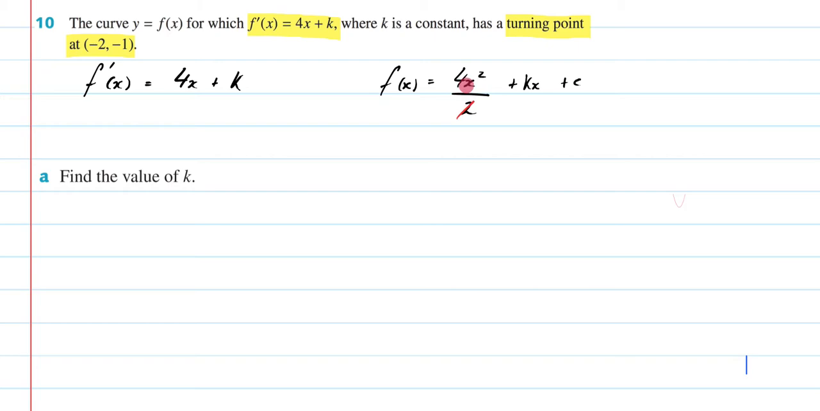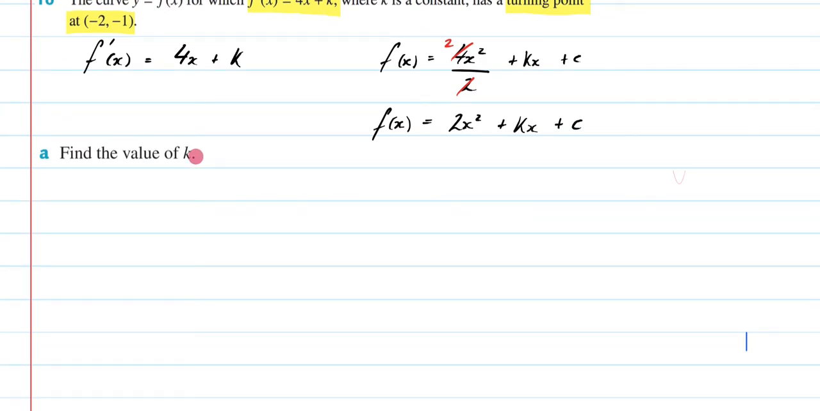Then this would cancel with this, and I would be left with 2 here, which means f of x is going to be 2x squared plus kx plus c. All right, so we haven't yet addressed what A is asking of us, but what we do know is that our function is a quadratic, and obviously by finding the derivative, it's just a linear function. We know that. Now the question is asking us to find the value of k.